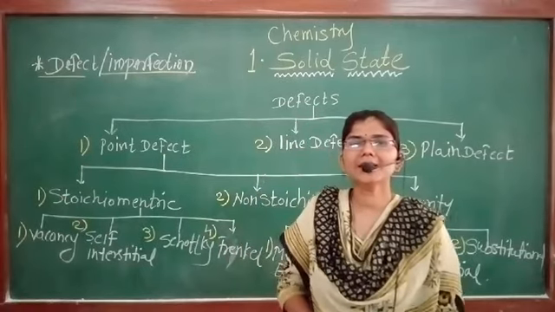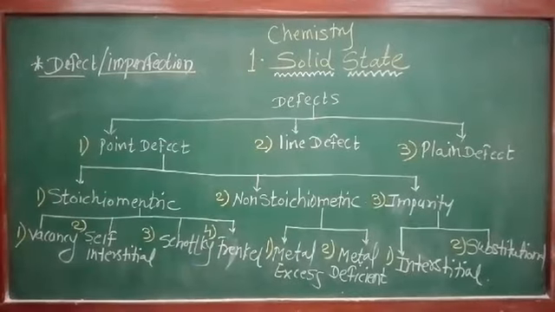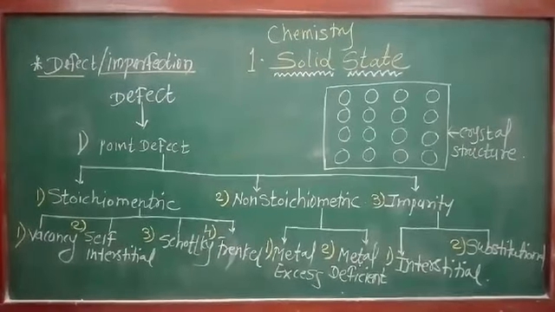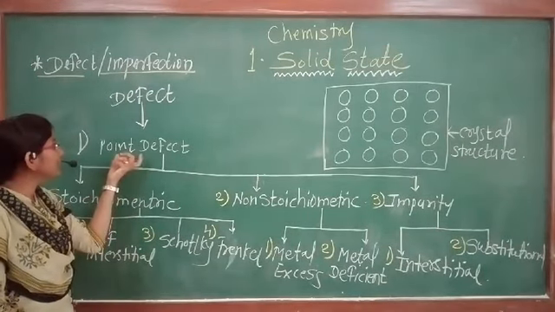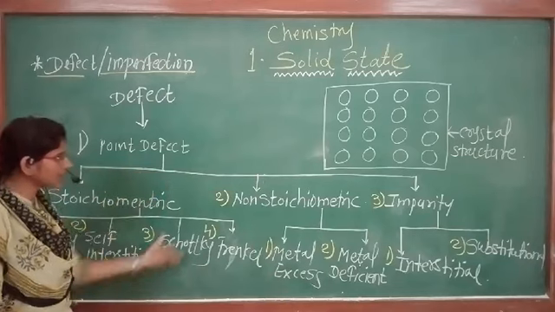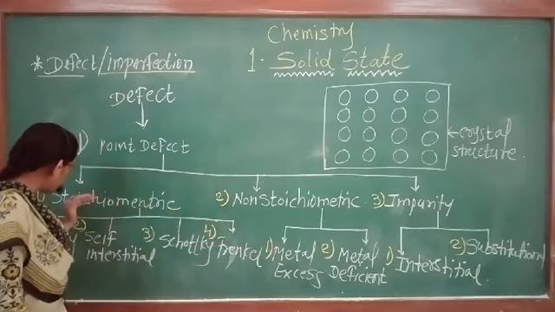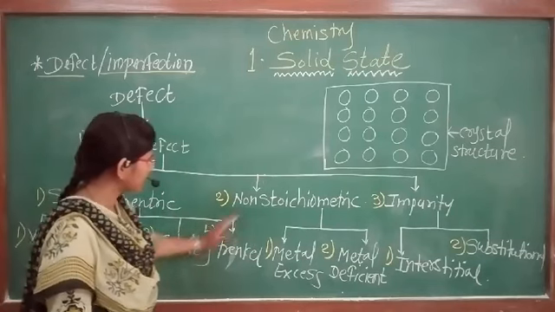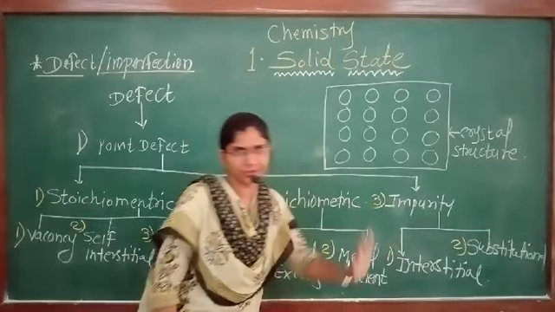So this is the classification of the defects. That means in this topic we are going to study only the point defects. We start with the point defects, which are further classified into three types. Again, stoichiometric defects are classified into four types, non-stoichiometric into two types, and impurity defects into two types.